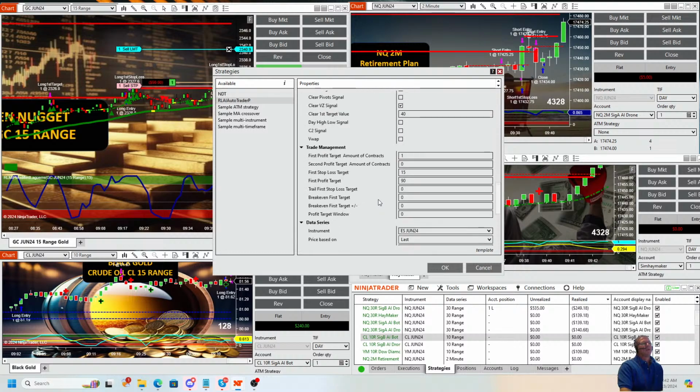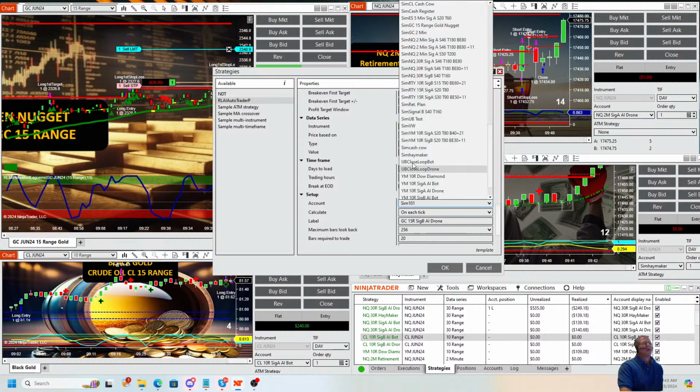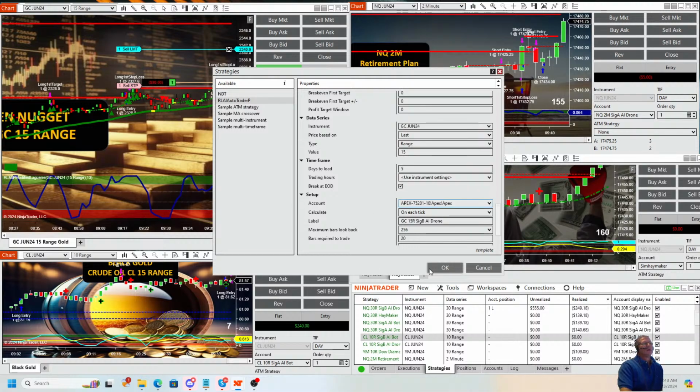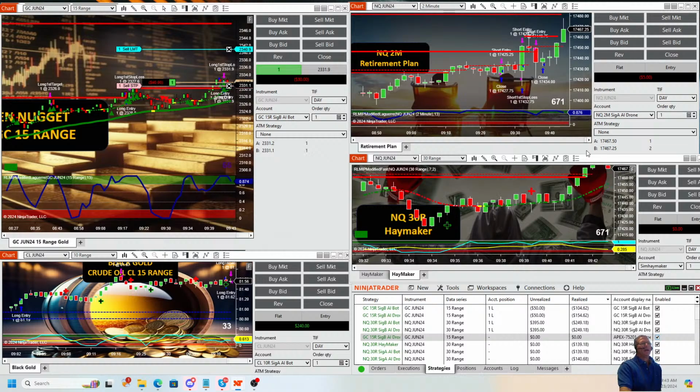And I'm going to make sure I'm on the correct instrument. I'm going to put it on gold. And then I'm going to select the account that I want to trade it in. And I'm going to put it on this account here, so I can enable it there.